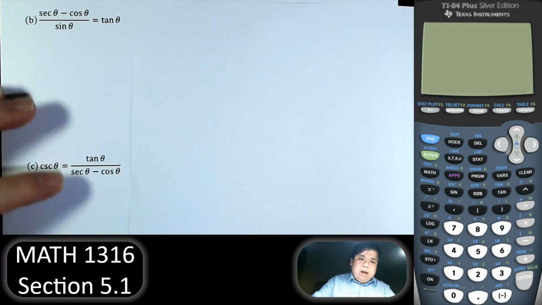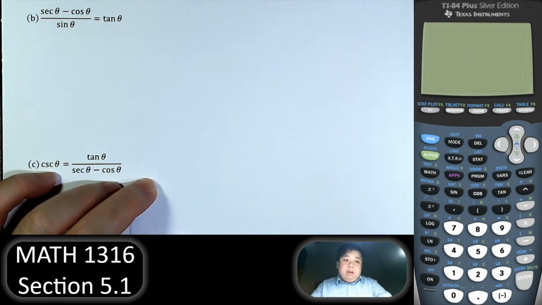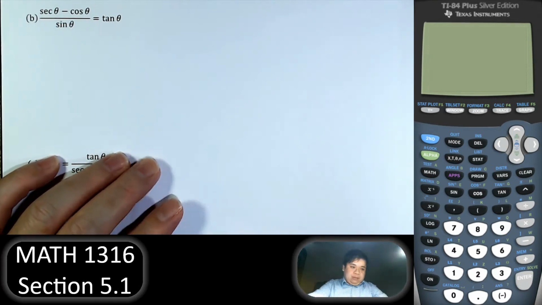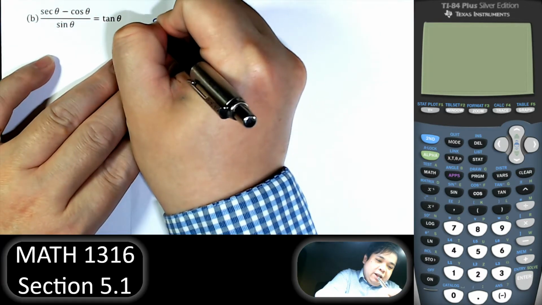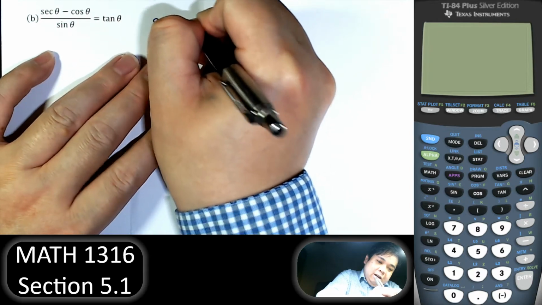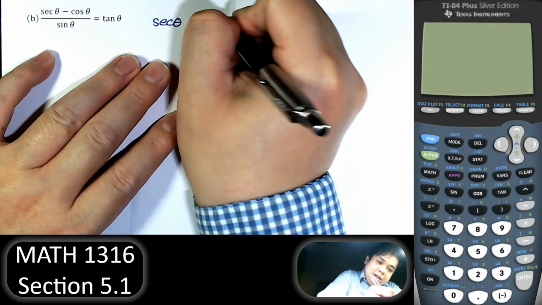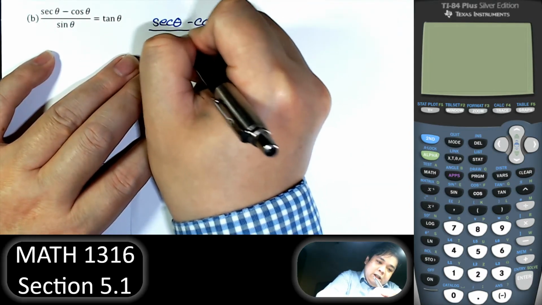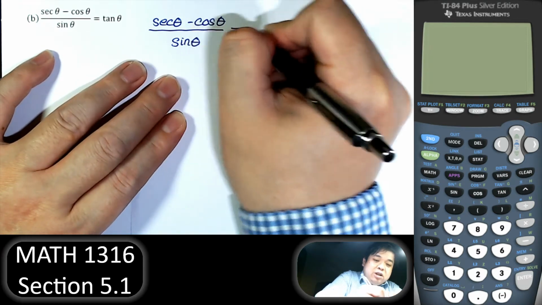Before we do that, notice that what I'm about to do now is not a proof. So let's say we have secant theta minus cosine theta over sine. Once again, what I'm doing now is not a proof.